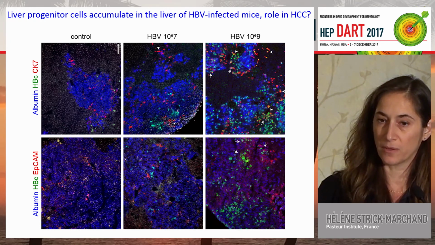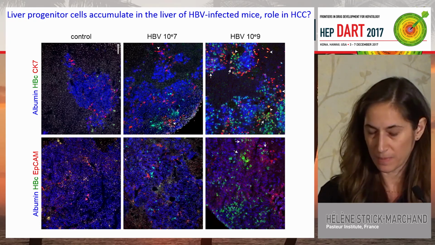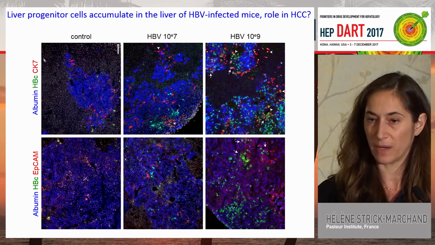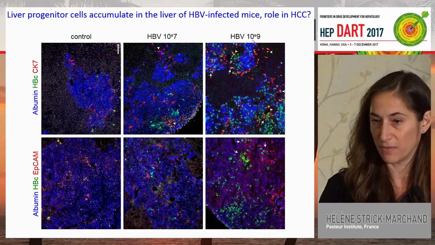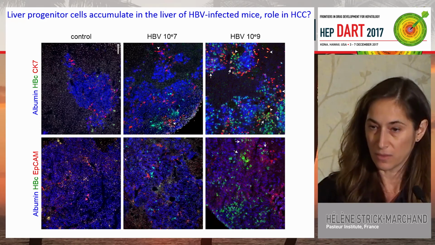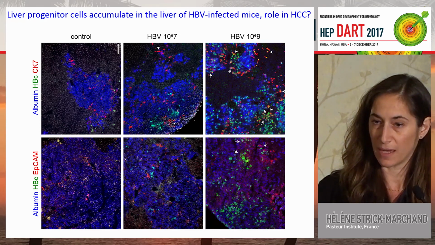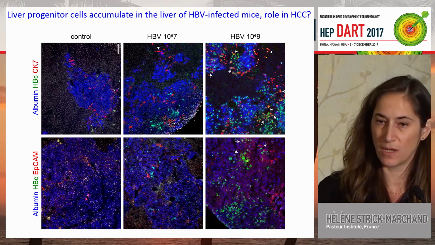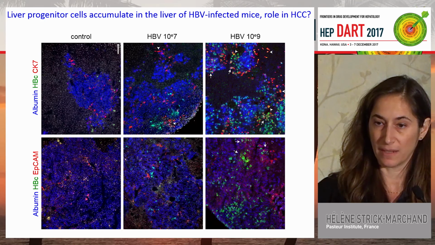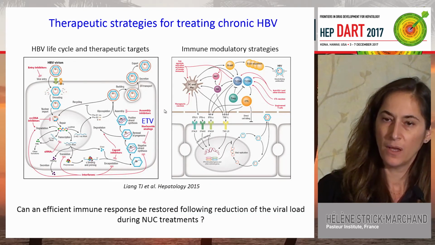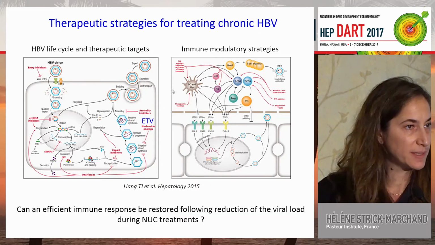And so we looked for these oval cells, or these EpCAM-positive, CK7-positive cells, and we indeed found in animals that were infected at a very high viral dose that these cells were present in the liver of these animals, and in more numerous than in the animals that were infected at low dose.